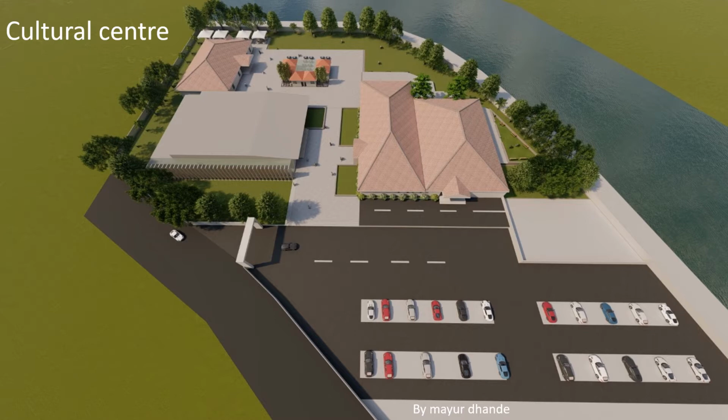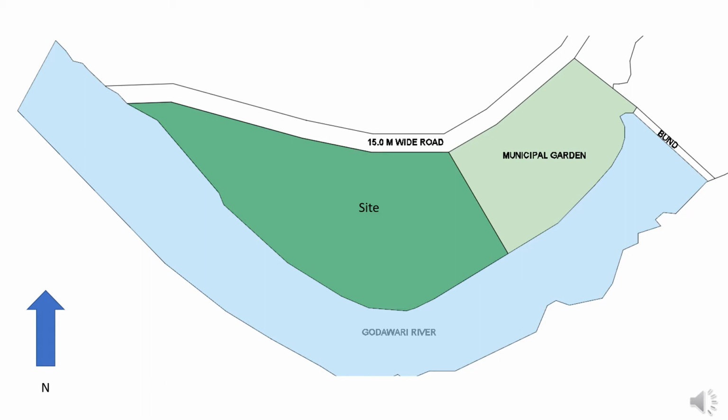Today I am going to present the cultural center, which was our design topic. Our site is located in Anandwali. The site is adjacent to the Godavari river. Towards the south of the site we have Nausha Ganpati Mandir. The whole site is a farmland. Also beside the site is a municipal garden. The site has easy access from the road, and the site is surrounded by trees.